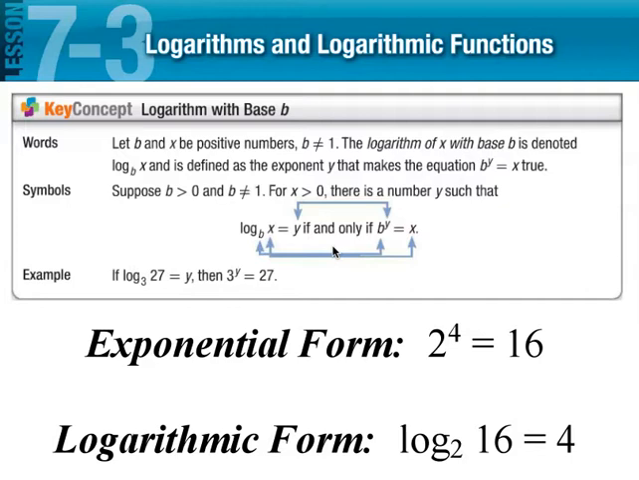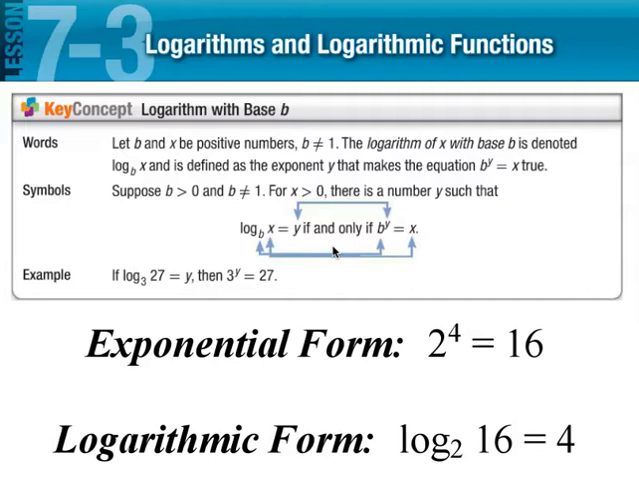So now the question is, what happens if I have this in exponential form here? 2 to the 4th equals 16. How do I undo that power? And so we have to have a way to undo the power, and we have that by using a logarithm. So these two things, exponential form, logarithmic form, they're inverse operations. They undo each other. Okay.